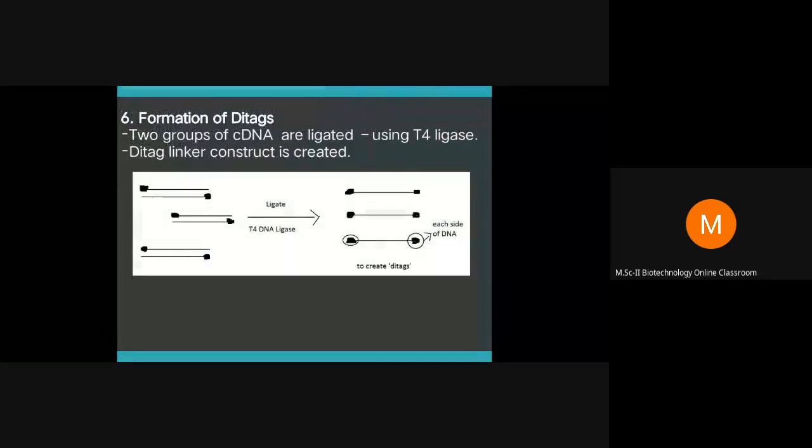Sixth step, formation of a ditag. After the formation of the blunt end tags, the two groups of cDNA are ligated using T4 DNA ligase, and ditags are created. The ditag, a linker-ditag or a linker construct, is created.